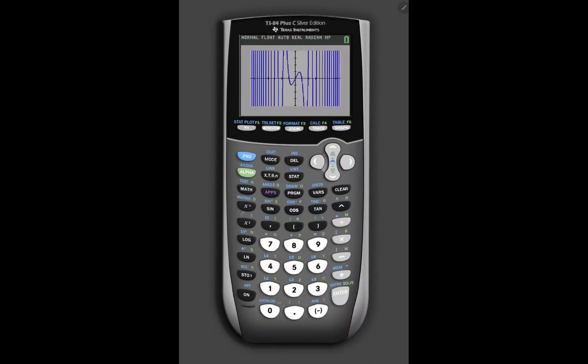So I'm thinking that I should only look from negative 2 to 2. I think I'll change it to negative 3 to 3. So my x is negative 3 to 3. I think the y values of the graphs looked pretty good. So let me hit graph again.